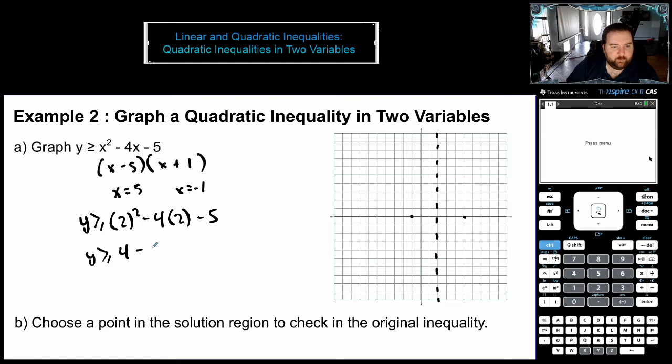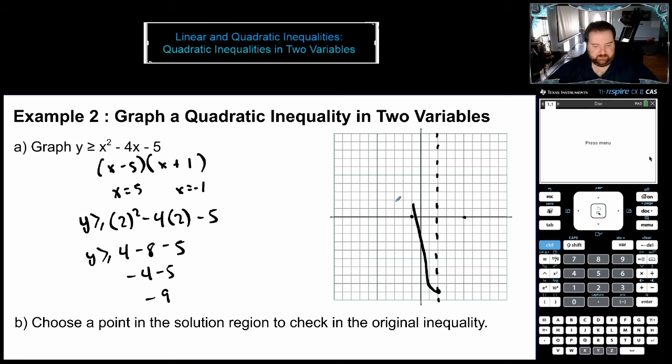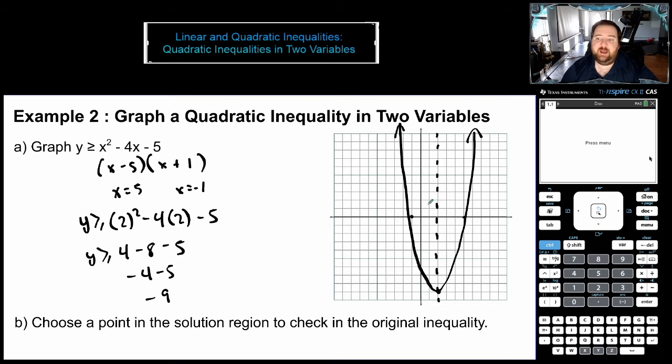So this is 4 minus 8 minus 5, which is negative 4 minus 5, which is negative 9. So negative 9 would be right here. So there we go. We can, ooh, that's kind of terrible. We can graph it from this point. So I kind of missed the mark there, but that's okay. So there's our graph. Now we're looking for inside versus outside.